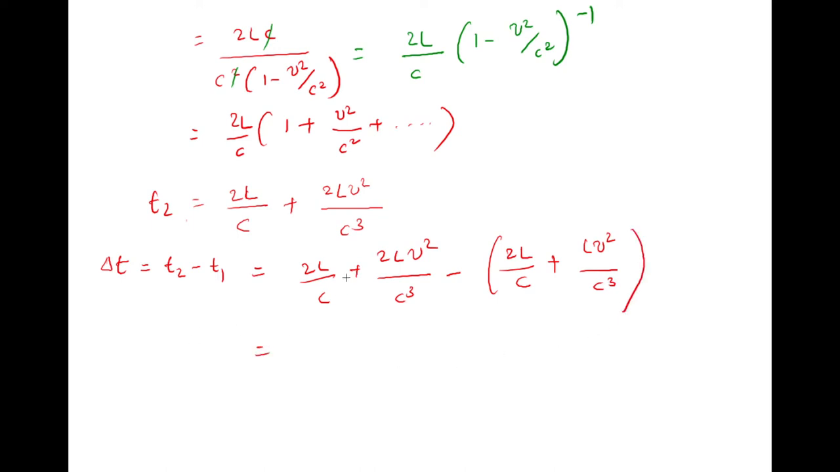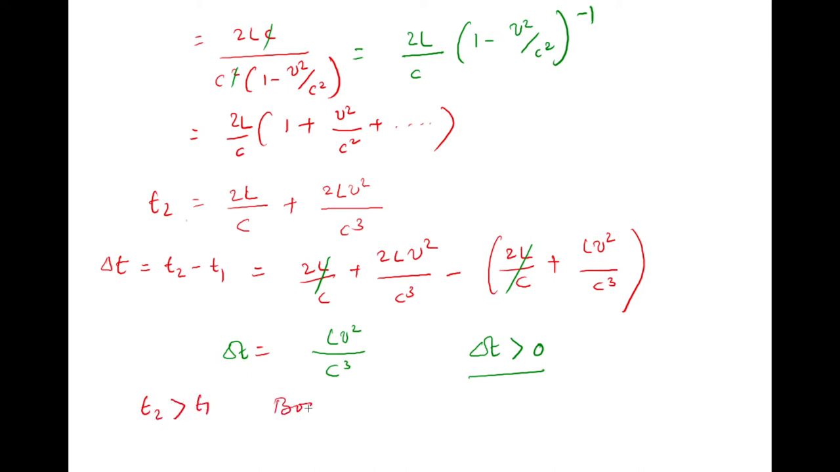If I expand this, 2L over C and 2L over C will cancel, because of this minus sign. Then these two terms, 2LV squared and LV squared, with C cubed common, so my denominator is C cubed, and the numerator is 2LV squared minus LV squared, so it is LV squared. So this is the difference in time. Since velocity is a positive quantity, and C is also positive, del T is greater than zero. That is the conclusion we can arrive at, and that implies that originally T2 was greater than T1.